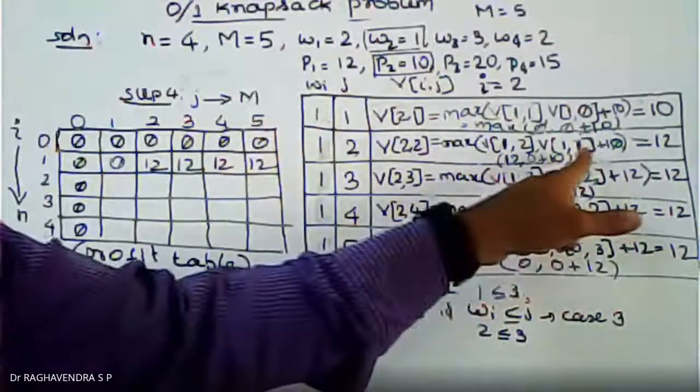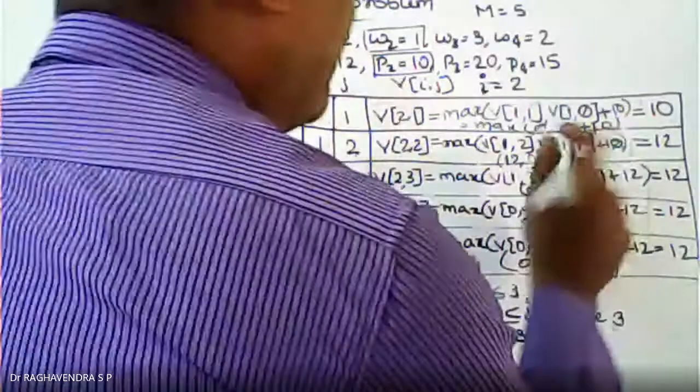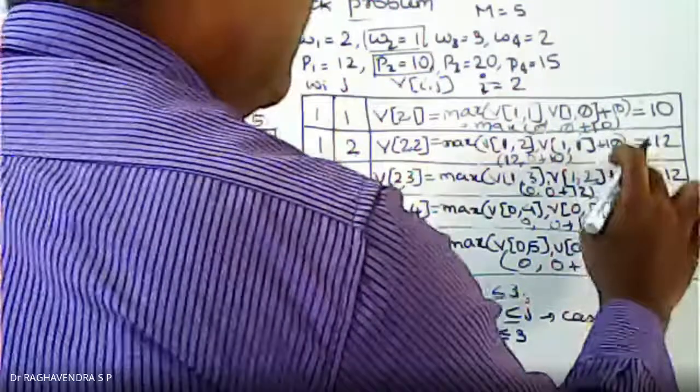Dear students, are you comfortable with this? Yes, sir. Okay. So this is 1 comma 1, and this is 1 comma 2 plus the profit. The profit is 10.